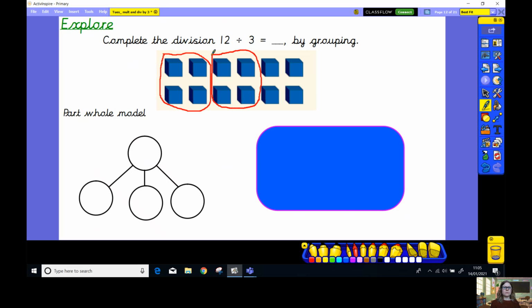That's another equal group. And that's another equal group. I've got 3 equal groups. So my answer, I know, is going to be 4 because there are 4 blocks in each group.